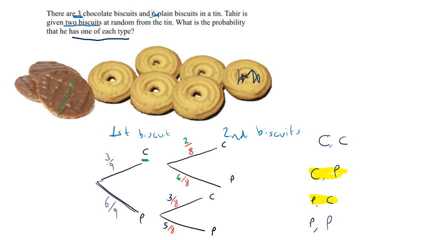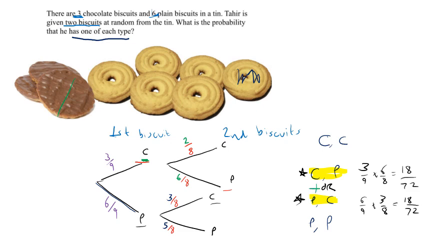So chocolate and then plain would be chocolate is 3/9, plain is 6/8. So it would be 3/9 times 6/8, which is 18/72. Plain and then chocolate would be 6/9 times 3/8, which is 18/72. And because we want this or this, so we want chocolate and plain or plain and chocolate, when it's an or, we add them together.